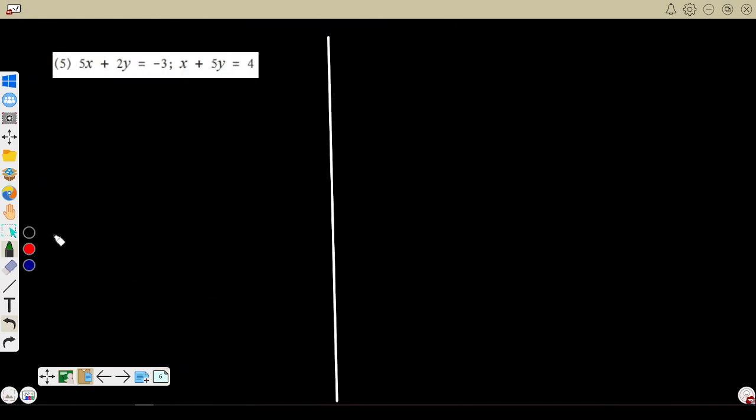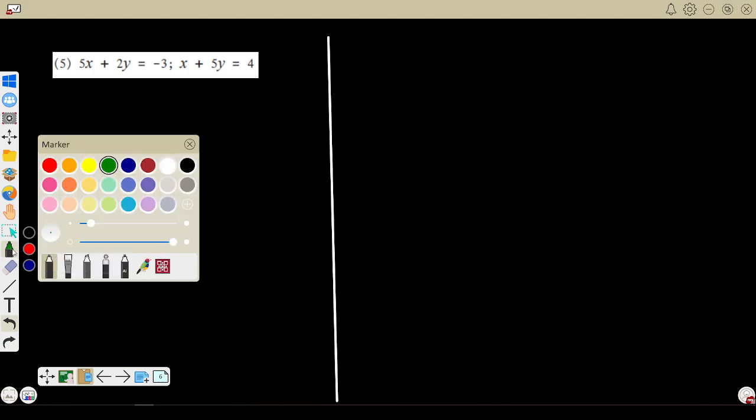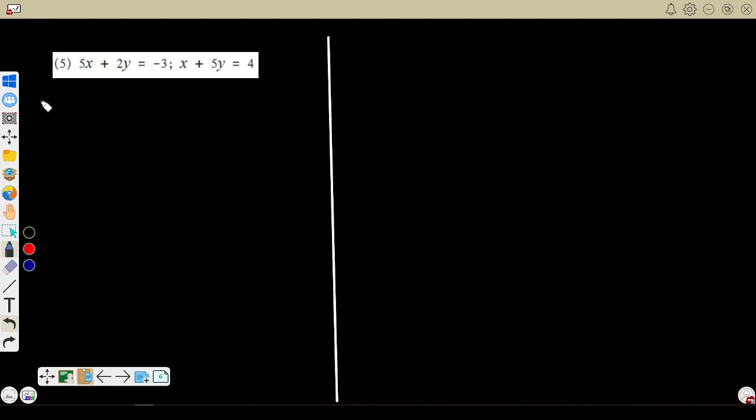Moving on to the next sum. Fifth sum, I'll change the color for this. We'll go with this color. I'll copy the equations. 5x plus 2y is equal to minus 3, and the second equation is x plus 5y is equal to 4. Mark this as 1, mark this as 2.